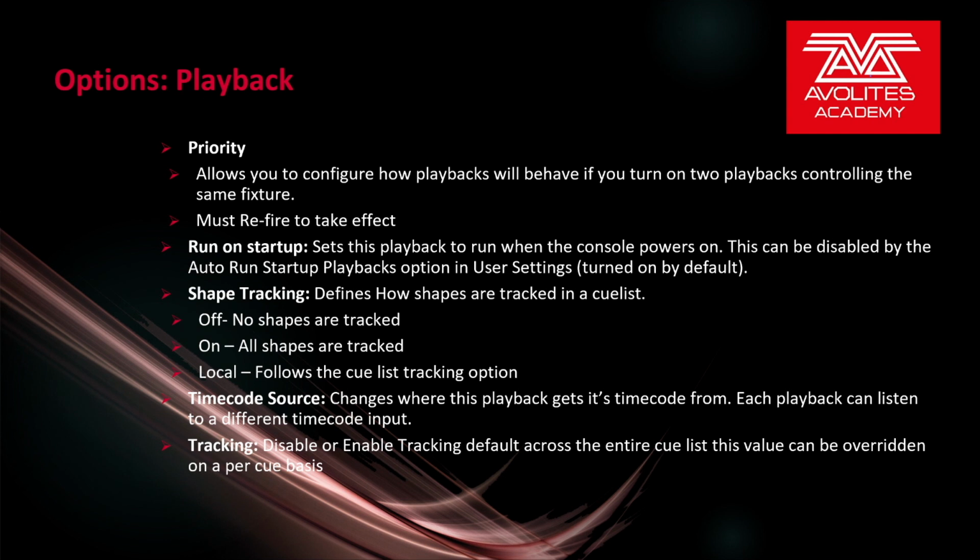Shape tracking defines how shapes are tracked in a queue list. Off, no shapes are tracked. On, all shapes are tracked. Local follows a local queue list tracking option.